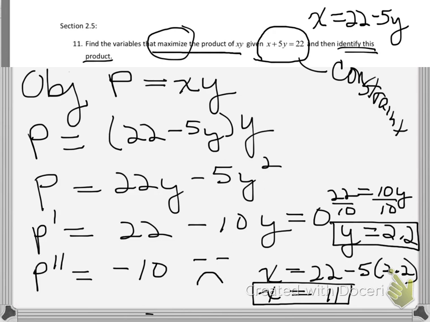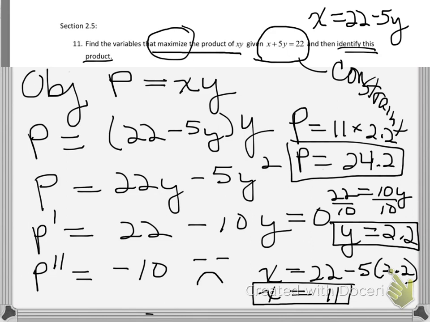So I have an x and a y, so all that's left is the product. So the product is just going to be the x times the y, so 11 times my 2.2, and if you do that math, you will get a product of 24.2. I have no units, so once I have these three answers, I am good to go. Alright, so that should make sense to you. Make sure you understand how to work with the constraints and the optimization functions.